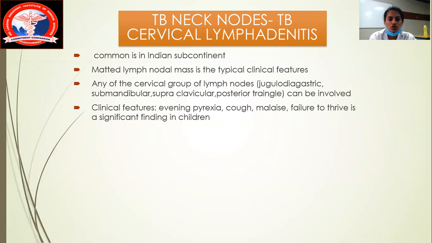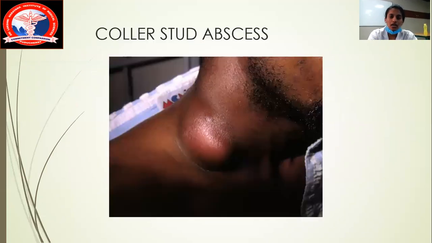Next, what happens in the neck? Usually we can expect a collar stud abscess in the collar region, where usually when we put on a shirt, this is the collar, which comes around the neck. The collar area has a stud abscess, like a stud, it just stands and gets projected out of the skin of that particular region.